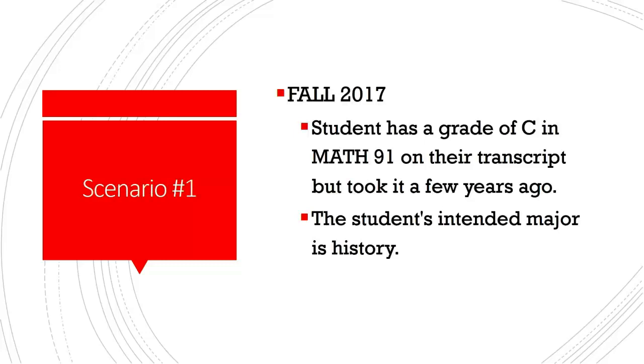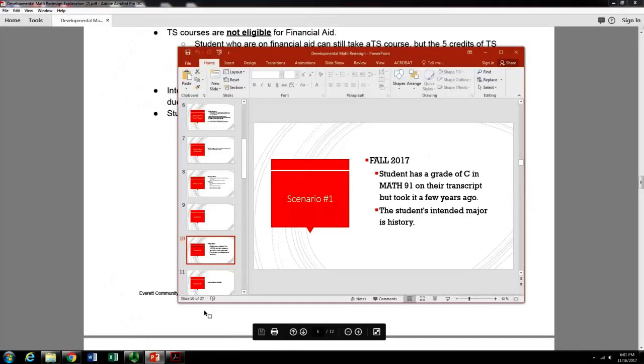Okay, so this is fall quarter 2017. You have a student in your office. That student has a grade of C in Math 91 on their transcript, but they took it quite a few years ago. So the student's intended major is history also. So that's important to know. So what's the answer to this one?